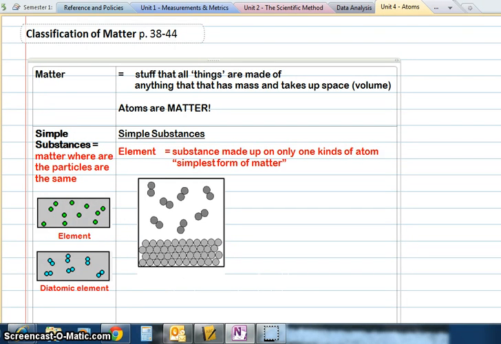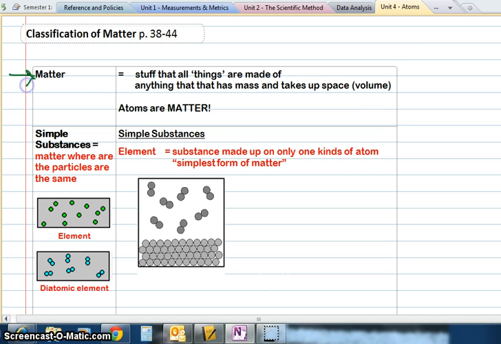This is our last section of notes for Unit 4. It's a section called Classification of Matter, and it's basically just how we define and sort out matter, and it's all based on the particles that make up the matter and how they're arranged. So to review, matter is anything that has mass and volume. This is the stuff that things are made up of.